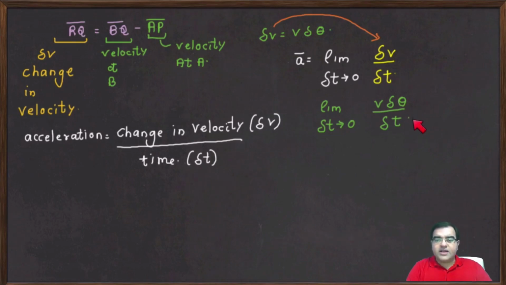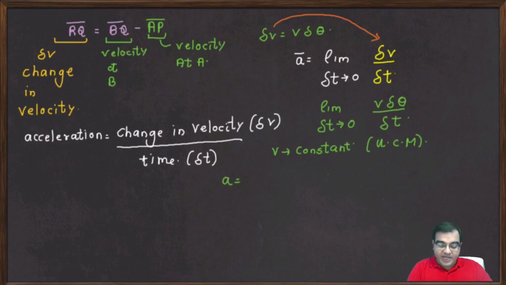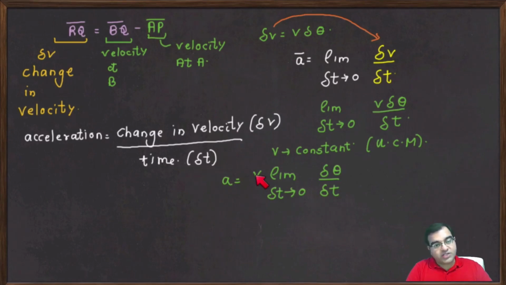Very clear? Now understand one important thing: my velocity is constant in uniform circular motion. Why is my velocity constant? I told you the acceleration is going to change only the direction of the velocity; the magnitude of the velocity will remain constant. So this velocity can be taken outside. When I take this velocity outside in the formula for acceleration, I write velocity outside, then limit delta t tends to 0, delta theta upon delta t.